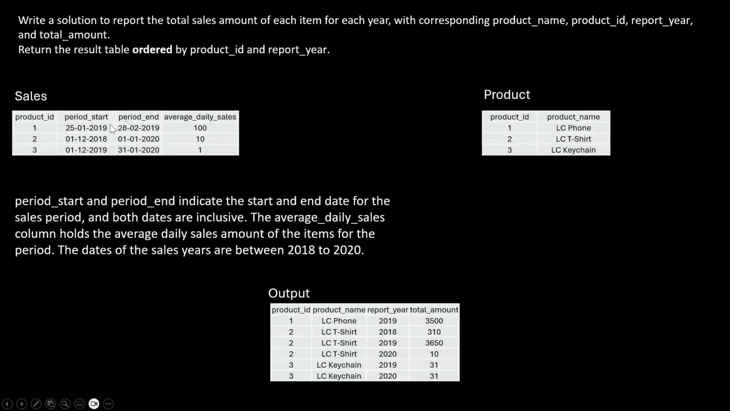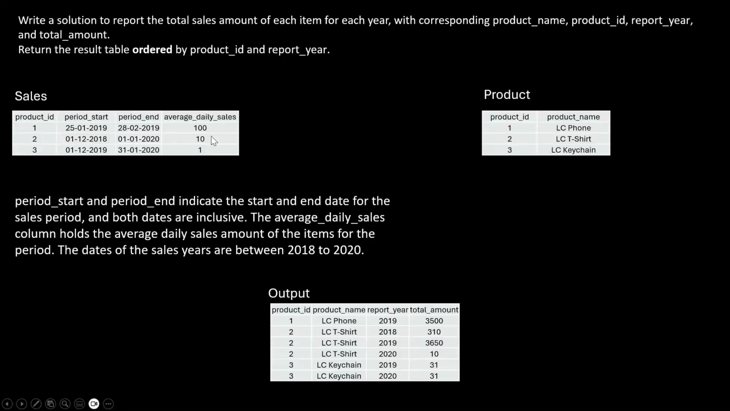So what it means is that for each year, for each product, I need to calculate the total sales amount. For example, if I take product ID 2 and consider the year 2018, from the period start and period end dates I can decipher that there are just 31 days in 2018 when this product ID was sold. That is the entire month of December. It starts from 1st of December 2018 and goes up till 1st of January 2020. So effectively, in the 2018 report year, I just get 31 days.